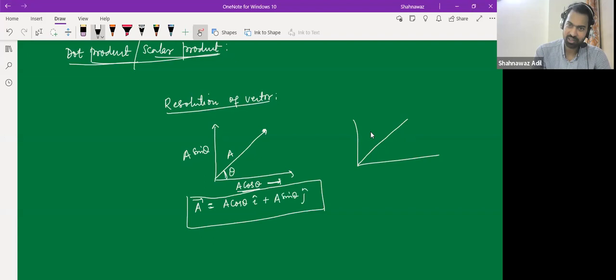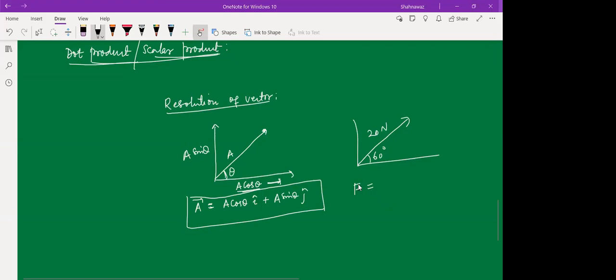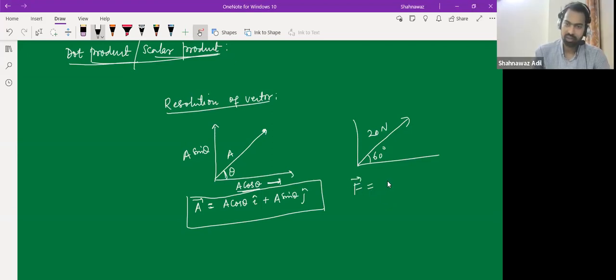So let's say that a force is acting in this direction, which is let's say 20 Newton, and the angle is 60 degrees. So how can we write this force? What would be the force?